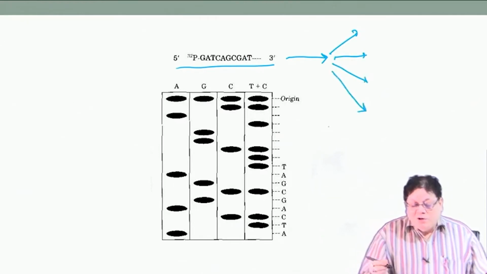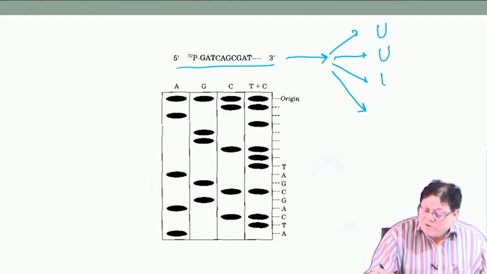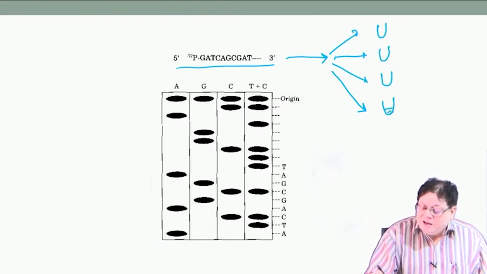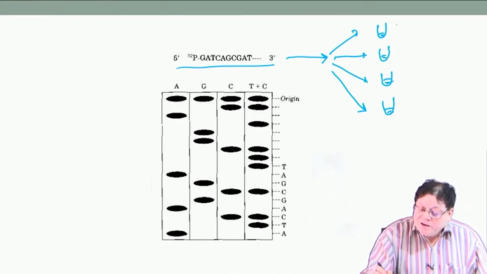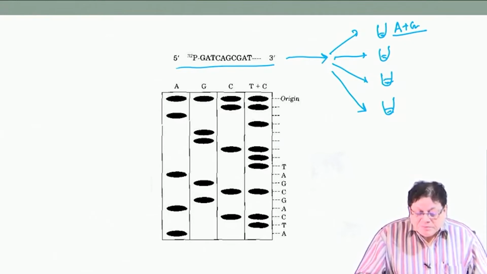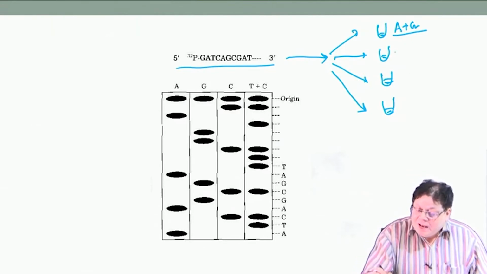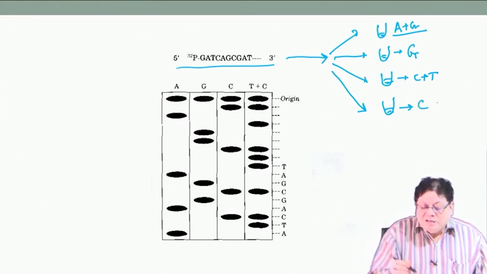Basically what I do, I take small tubes which are called Eppendorf tubes, and I take the DNA in every Eppendorf tube. In one tube I subject that to a condition where both A plus G will be cleaved. Another is only G specific condition, another is C plus T, and the fourth one is C specific. Okay. So, let us inspect this.